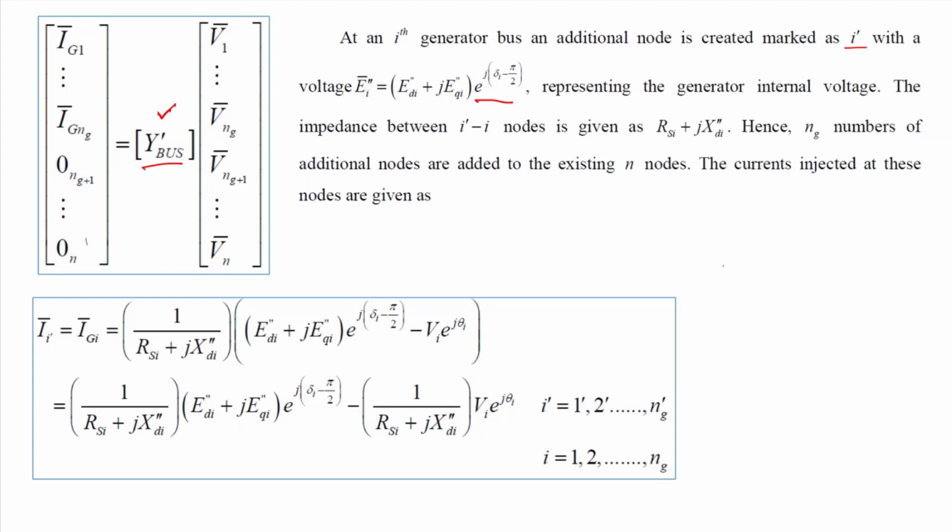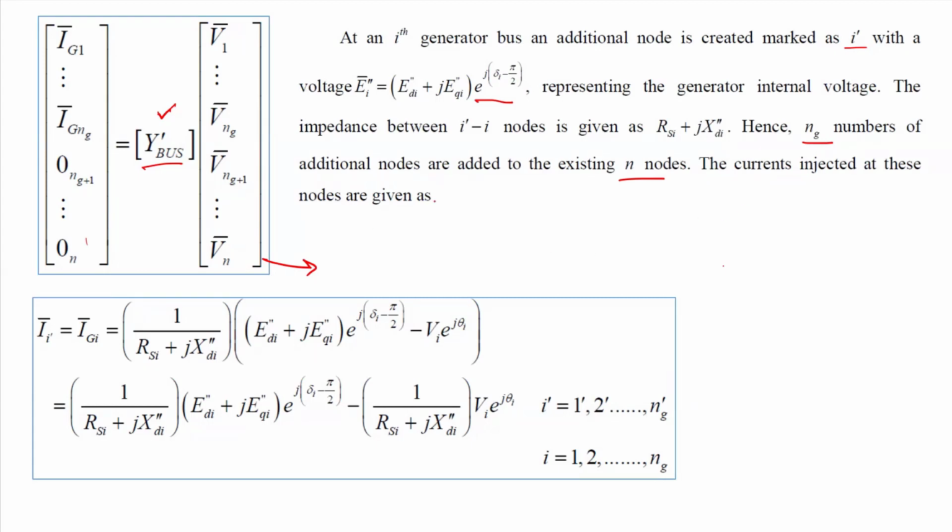The impedance between i dash and i nodes is given as Rsi plus j Xdi double dash, right? Hence Ng number of additional nodes are added to the existing n nodes. So we have the previously existing n nodes. Now another Ng number of nodes, representing the terminals of the generators, are added to the system, right? So therefore the size of the Y bus must increase, right? From this equation we will see how the size of the Y bus will increase. Again it will be reduced, right?